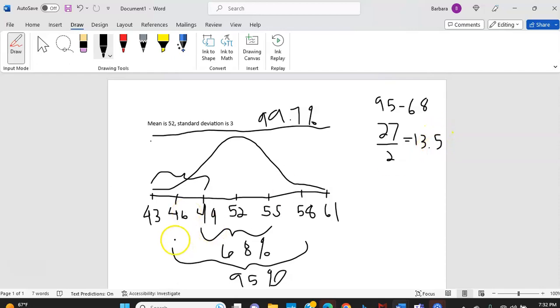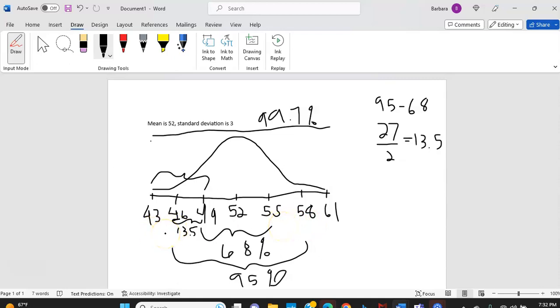So that means right here from 46 to 49 is really 13.5%. That's just this distance right here. Now we could also say that this side right here is 13.5, but since our question is asking from 43 to 49, we don't really care about that right side. But we could fill in that this right here was 13.5.